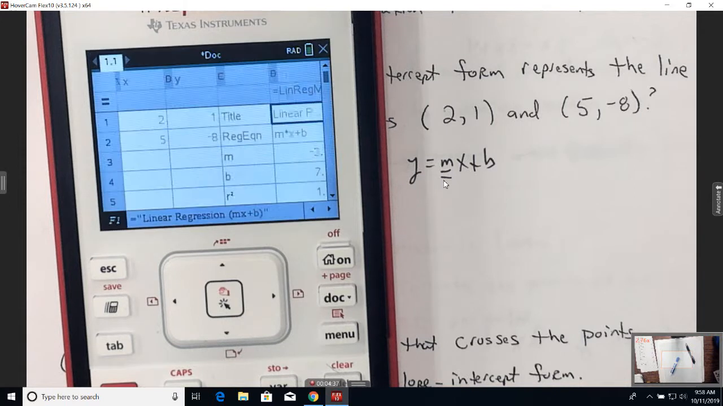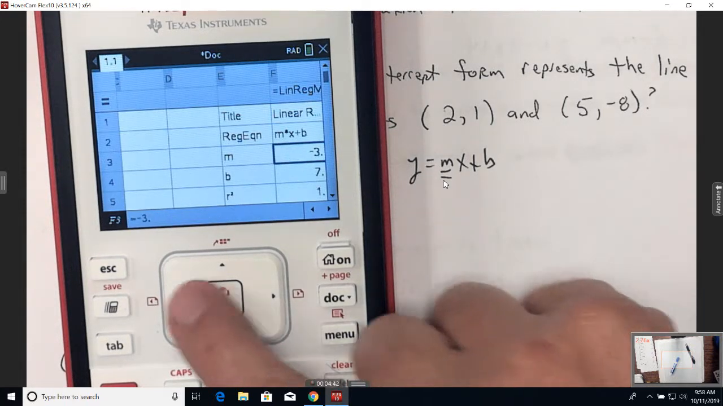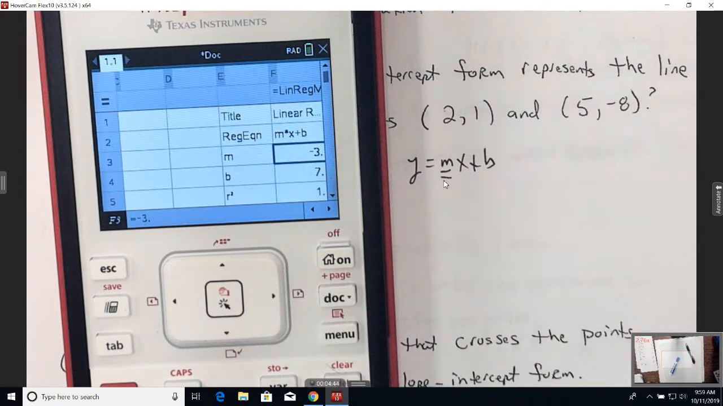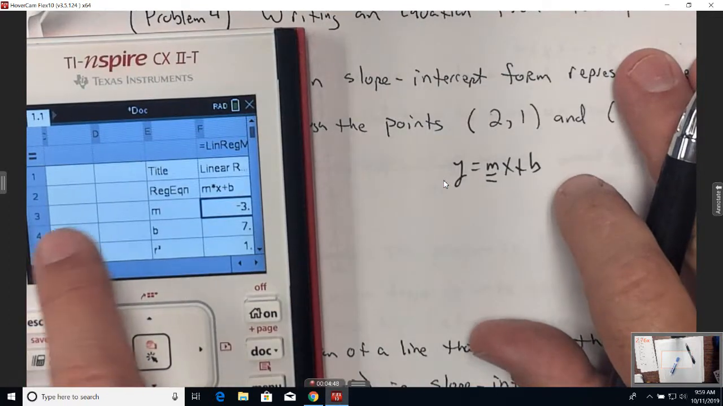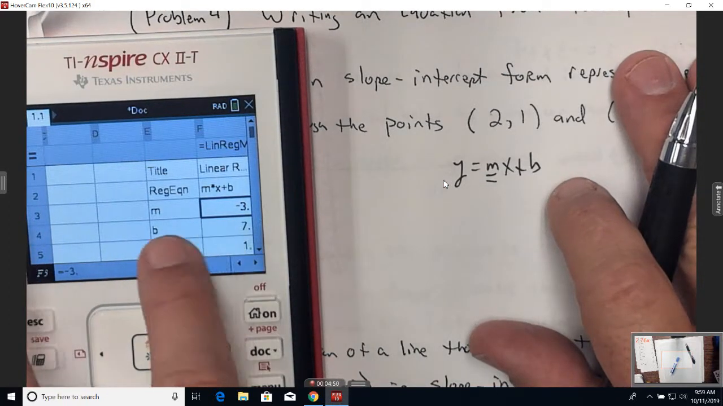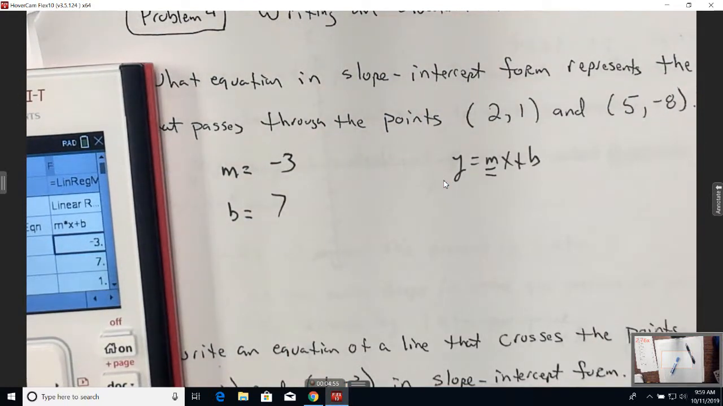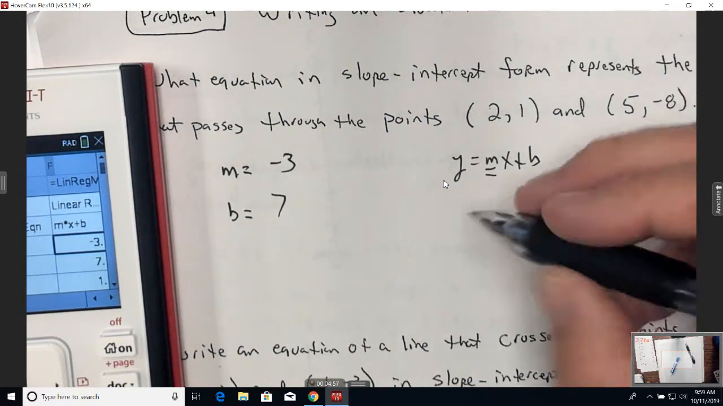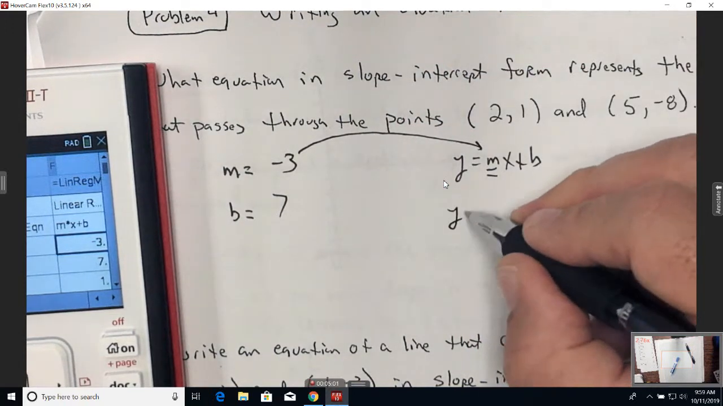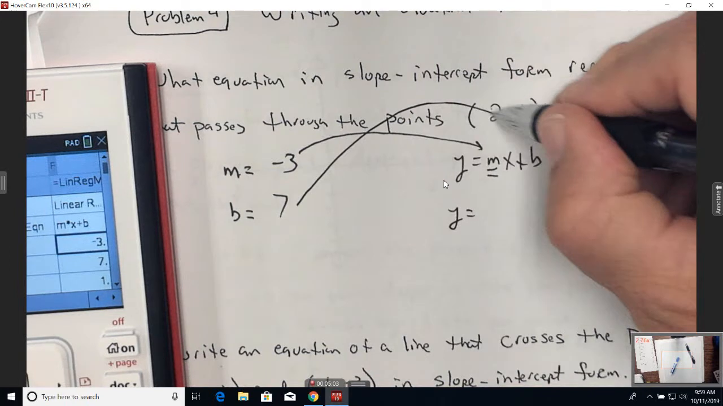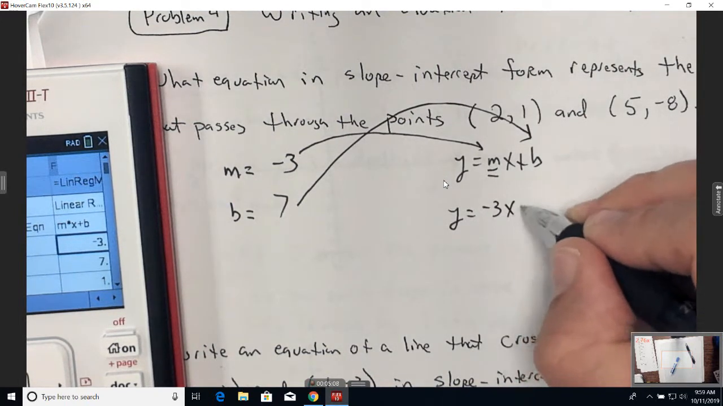Hit Enter, and there's the equation. Now it's not exactly the equation, but it does tell me what m is. What's m? What's the slope? Negative 3. And what is the y-intercept? Remember, b is the y-intercept. What's the y-intercept? 7. Didn't we get that yesterday? So what did we get the equation of this to be? Well, you just substitute in your negative 3 for your m, and your b is a 7. So my equation would be y = -3x + 7.